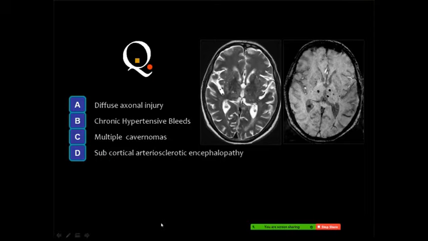Multiple cavernoma. No. They are not. Chronic diffuse axonal injury. No. And for diffuse axonal injury, you should have a definite history of major trauma. If you don't have this, look for another diagnosis.